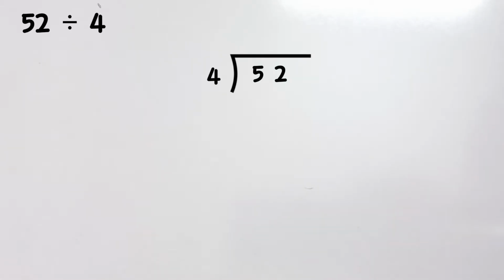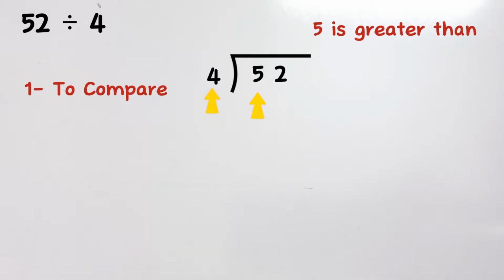Now, the first step is to compare the left digit of the dividend, which is 5, with the divisor 4. The left digit of the dividend should be equal to or greater than the divisor. Now, 5 is greater than 4, so we can divide it by 4.